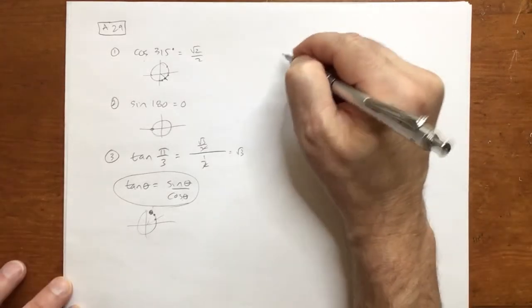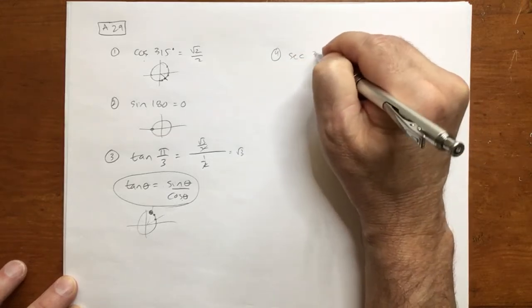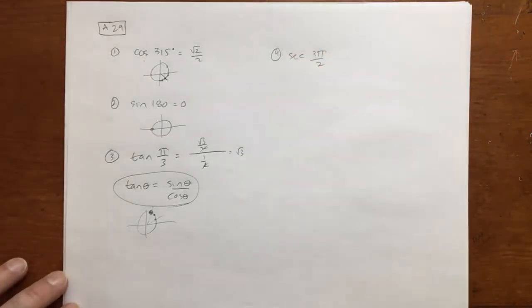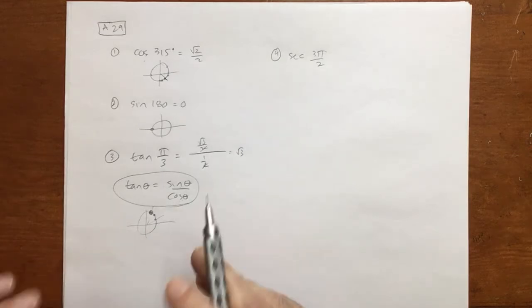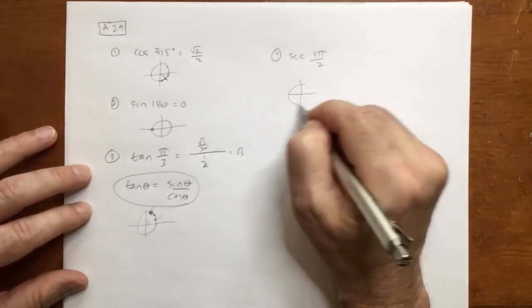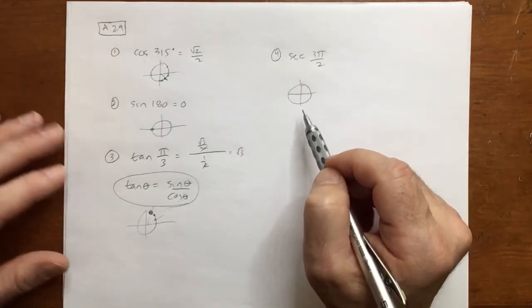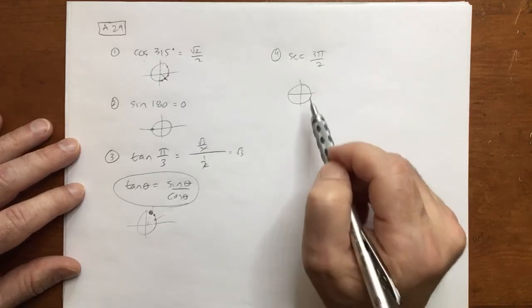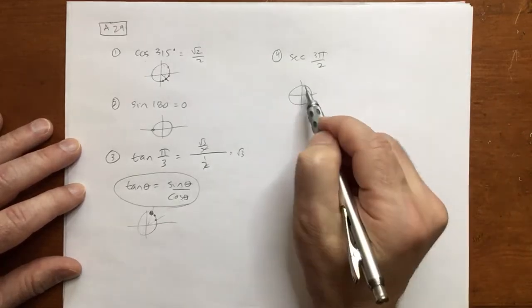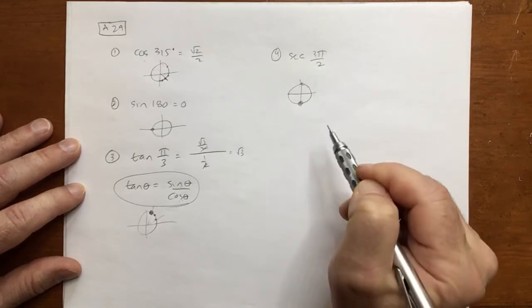Let's try another one. Secant. Let's do the secant of 3 pi over 2. Secant, remember, is just cosine upside down. So let's go ahead and find that angle. Okay, 3 pi over 2. Now, I'd kind of like for you to be able to count by pi over 2's very quickly. Pi over 2 is 90 degrees. So I have 1 pi over 2, 2 pi over 2, 3 pi over 2, right there.